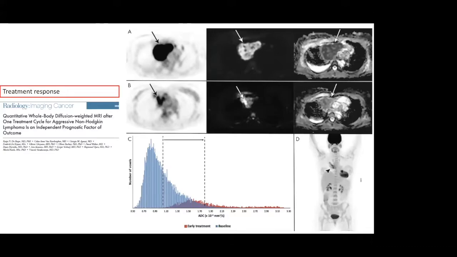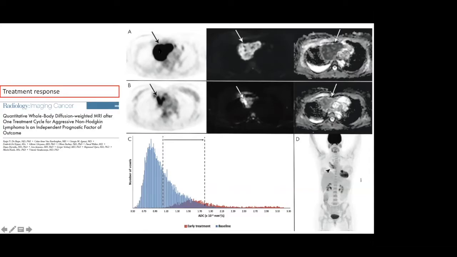And then we looked at the response, not by just looking at the images, but by calculating the ADC difference. And then we correlated that with the clinical outcome. So if there was still residual disease or recurrent disease, that would be a poor responder. And if it was a complete remission, that would be a good responder.